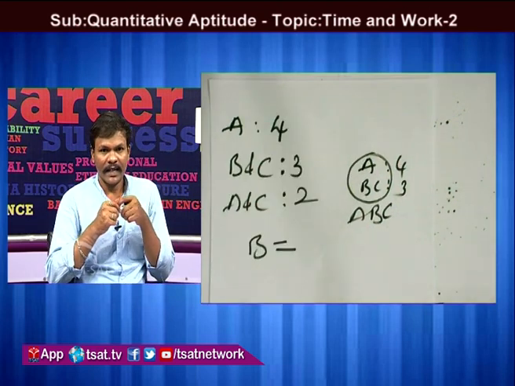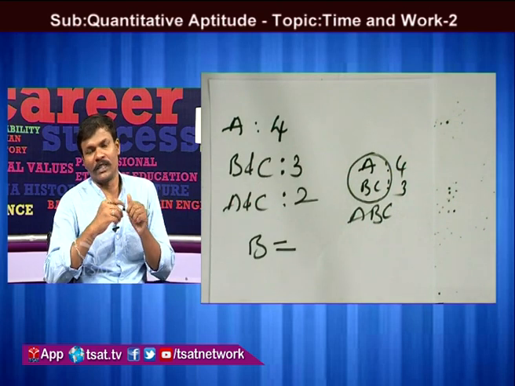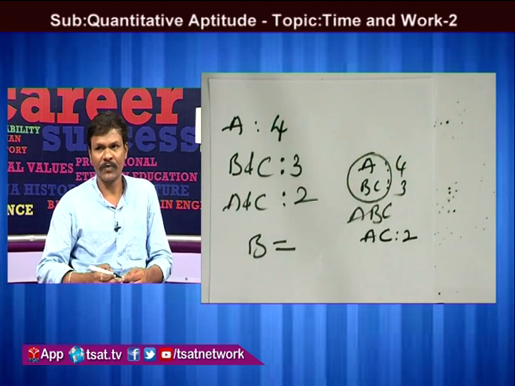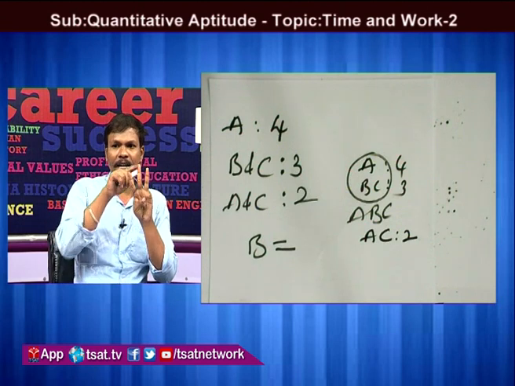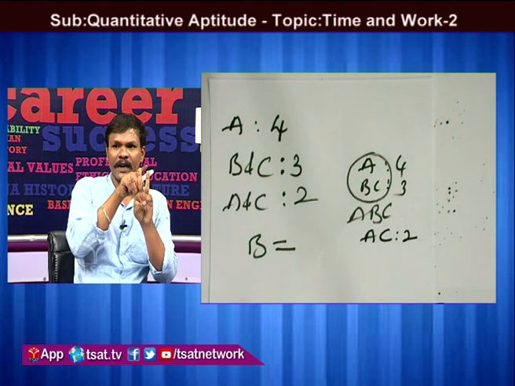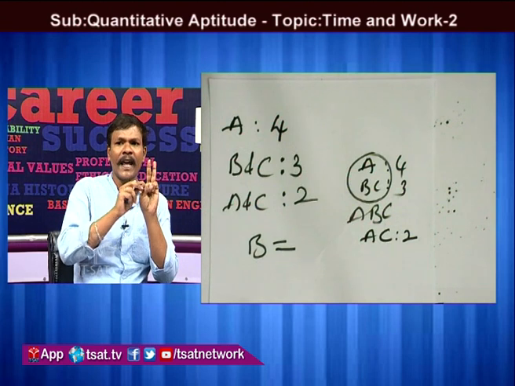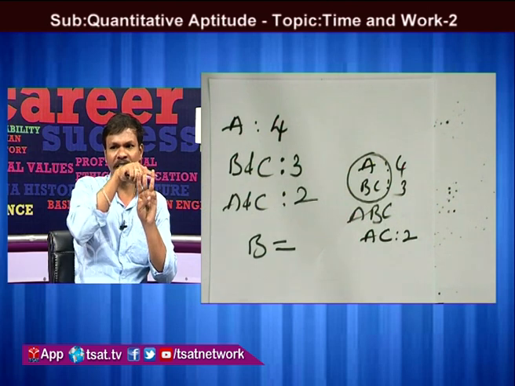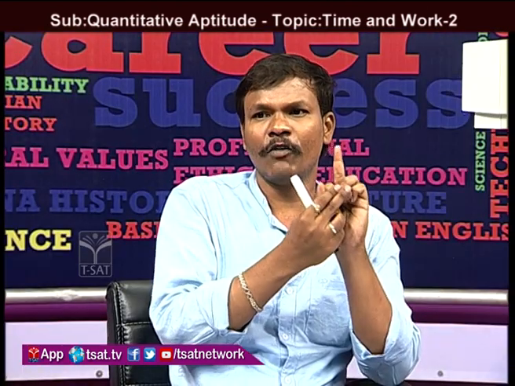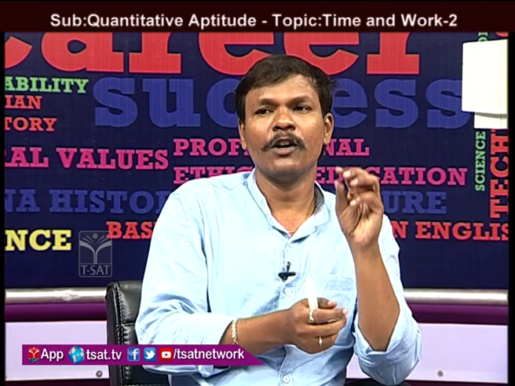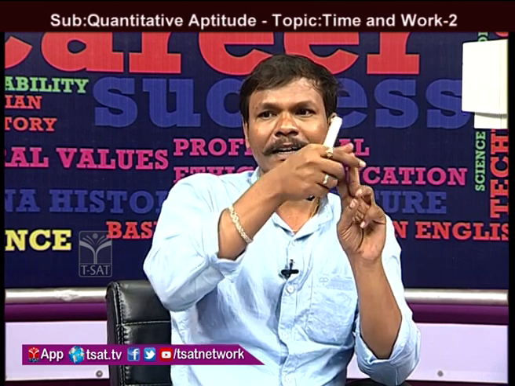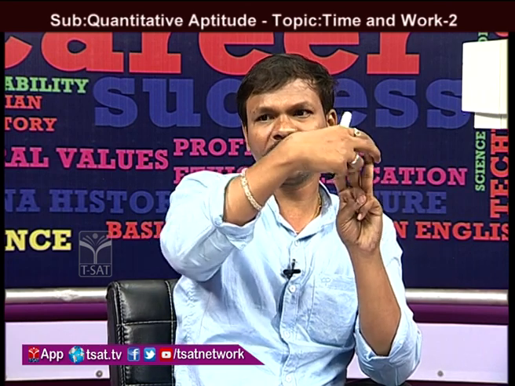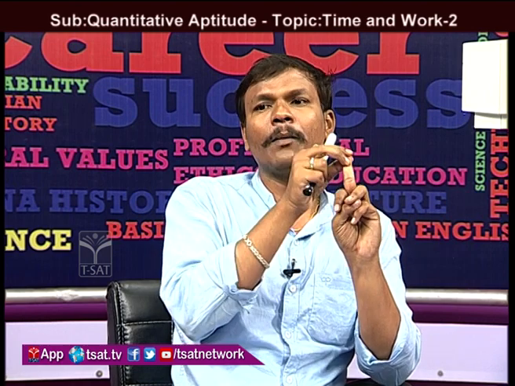Next one, A and C can do it in 2 hours. So next we have A and C in 2 hours. See this: from A, B, C, if we remove A and C, we get only B. That means from A, B, C together, if you remove the A, C value, we get the B value. So from the two statements, all together it becomes A, B, C. From this A, B, C, if you remove A and C, you get B only.